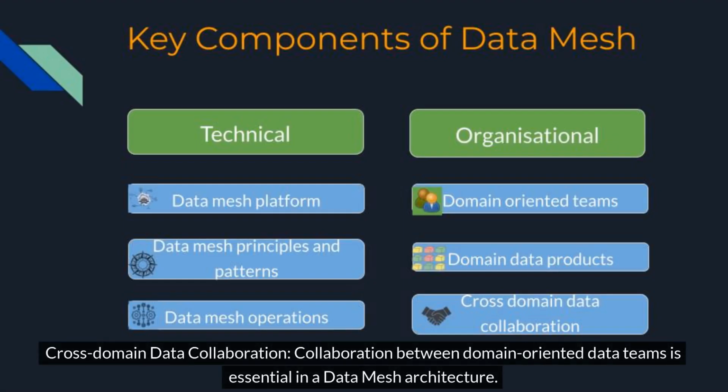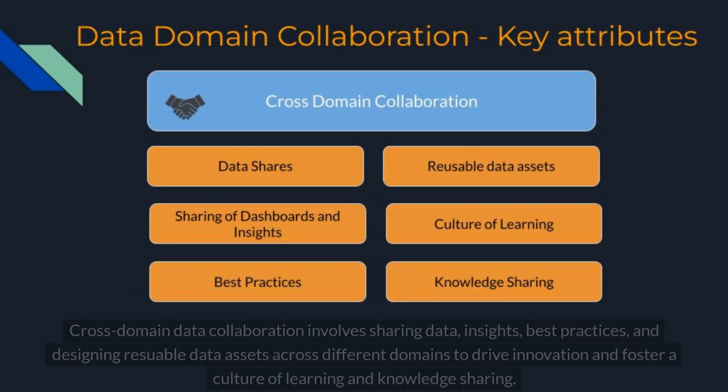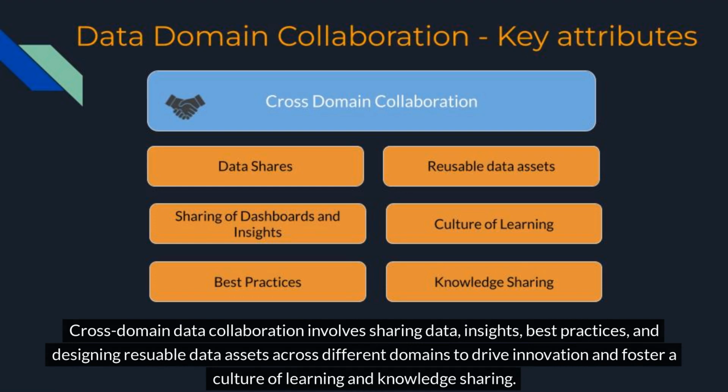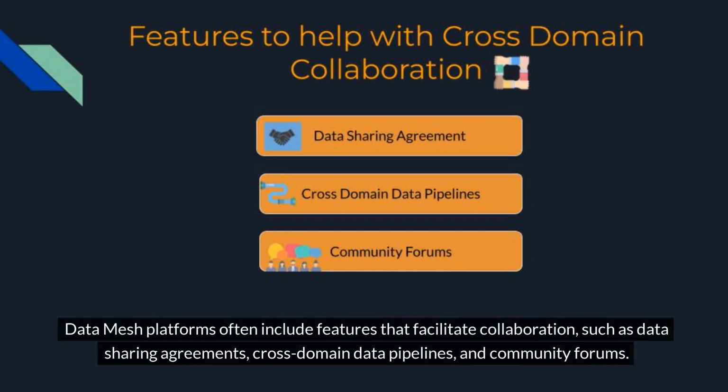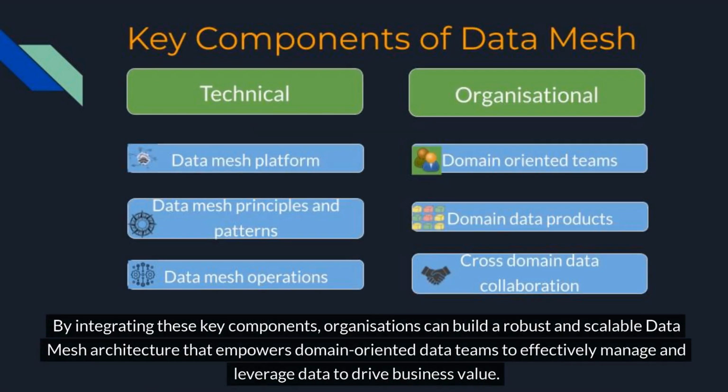Cross-domain data collaboration. Collaboration between domain-oriented data teams is essential in a data mesh architecture. Cross-domain data collaboration involves sharing data, insights, best practices, and designing reusable data assets across different domains to drive innovation and foster a culture of learning and knowledge sharing. Data mesh platforms often include features that facilitate collaboration, such as data sharing agreements, cross-domain data pipelines, and community forums. By integrating these key components, organizations can build a robust and scalable data mesh architecture that empowers domain-oriented data teams to effectively manage and leverage data to drive business value.